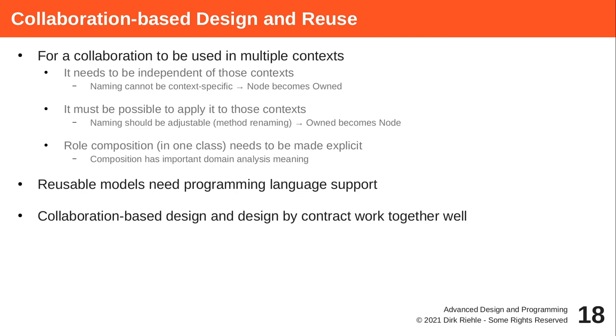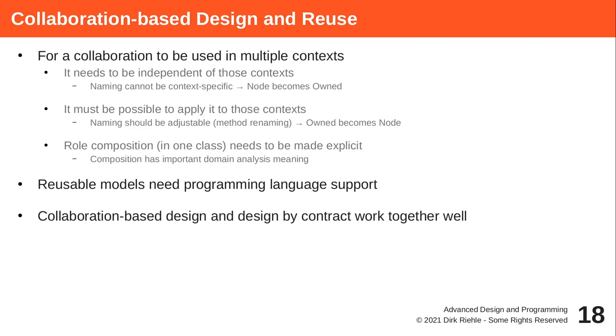So it can't have application-specific names. That's why it's not node and directory, but owner and owned and parent and child. But then it also needs to be possible that as you bind a generic model or a more general model to a particular context, you can rename the methods to reflect the terminology of that particular problem. That's actually where it fails.